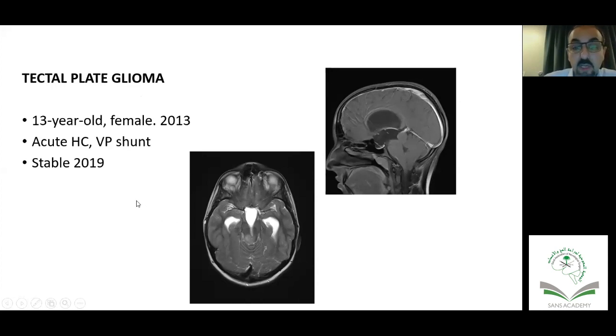And this is an example of a girl who came in in 2013. Obviously, they present with hydrocephalus. That's the majority of them; they are usually near the aqueduct, so they will block the aqueduct, and the best treatment is actually ETV. I think ETV was tried, but it failed, so she had a shunt, and the lesion has been stable for years. So for some reason, low-grade glioma in this area is very slow growing.